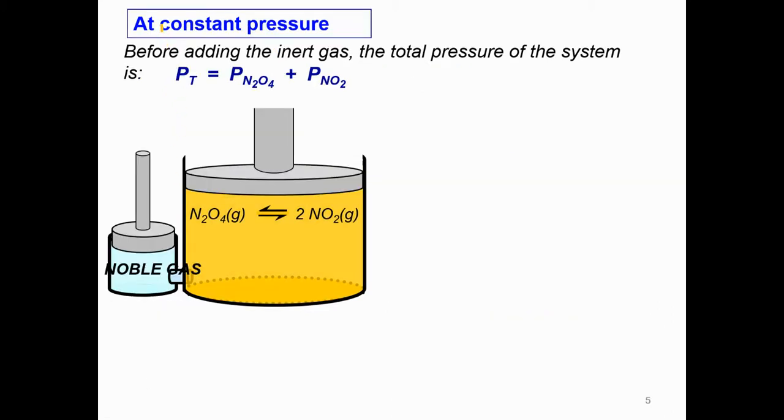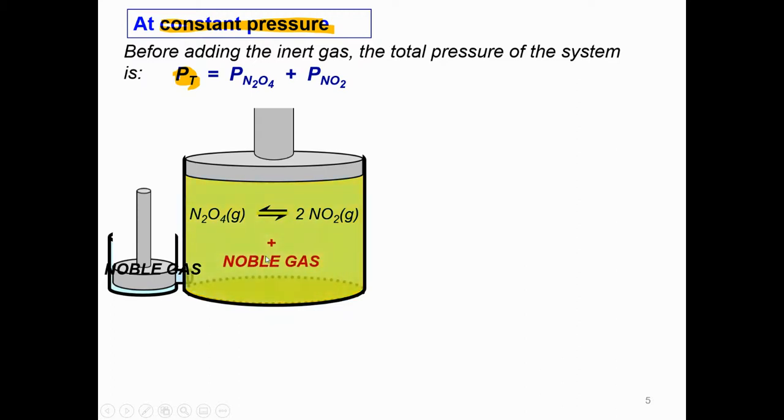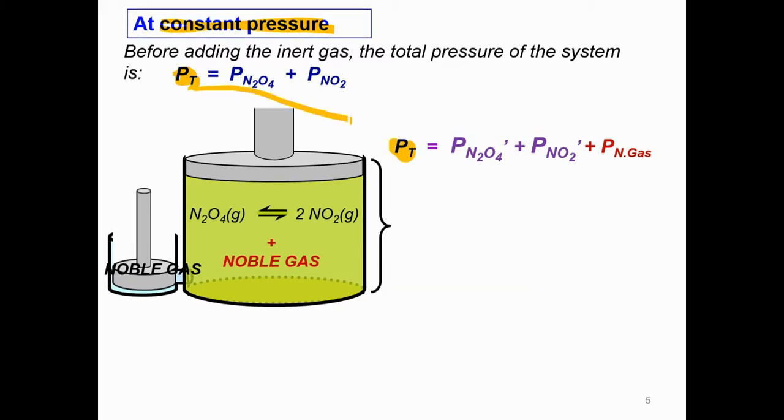Now, the one that will affect the equilibrium position is at constant pressure. Before adding the inert gas, the total pressure of the system is as such. So after we add in the noble gas, let's look at what will happen. For the new one, this total pressure and this total pressure must be constant.